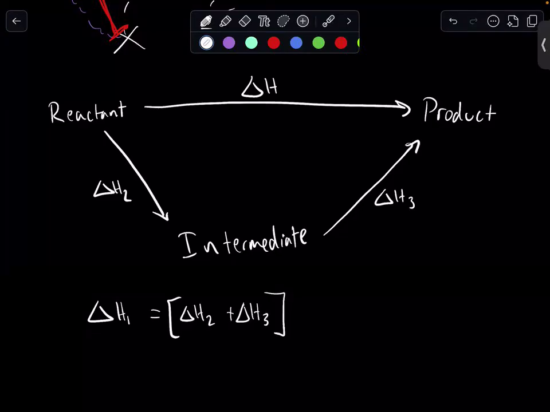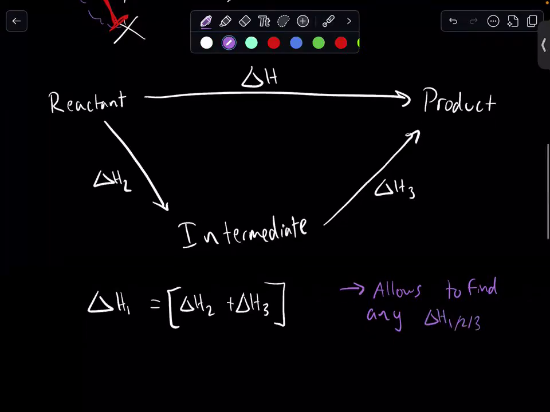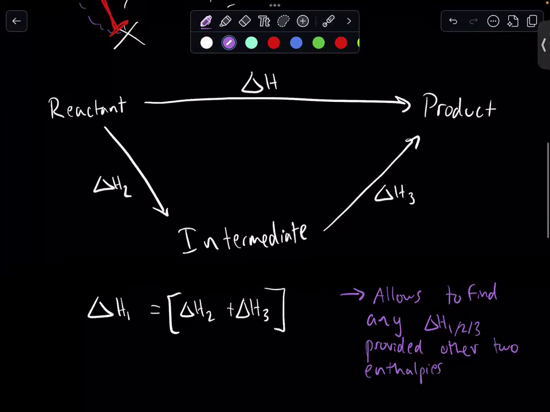So this is Hess's law in a nutshell. What is so important about this is that it allows us to find any delta H 1, 2, or 3, provided the other two enthalpies. This is a really powerful law and powerful tool that we have in chemistry.